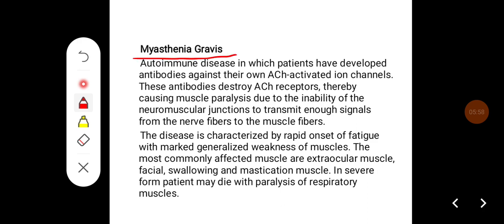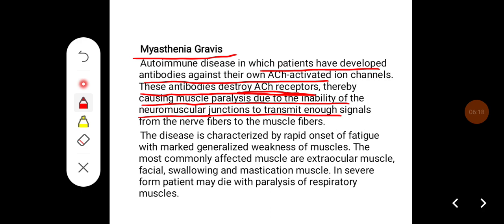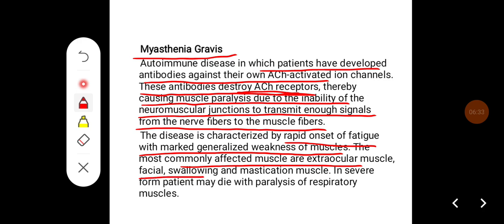Myasthenia gravis. It is an autoimmune disease in which patients have developed antibodies against their own acetylcholine activated ion channels, that is nicotinic receptors. These antibodies destroy acetylcholine receptors, thereby causing muscle paralysis due to the inability of the neuromuscular junction to transmit enough signals from the nerve fibers to the muscle fibers. The disease is characterized by a rapid onset of fatigue with marked generalized weakness of the muscles. The most commonly affected muscles are extraocular muscles, facial muscles, the swallowing is affected, and the muscles of mastication are affected. In severe form, the patient may die with a paralysis of respiratory muscles.